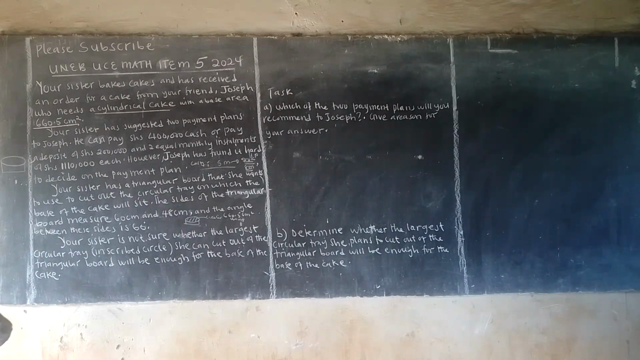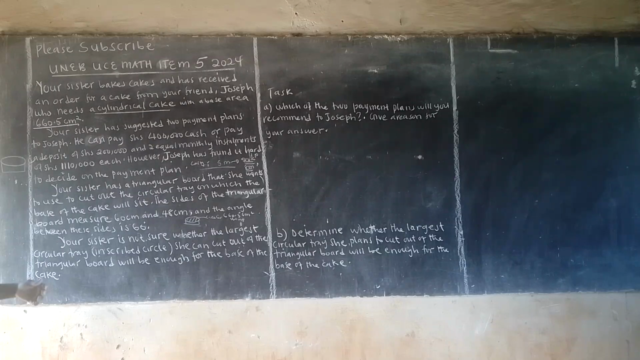Your sister has a triangular board she wants to use to cut out the circular tray on which the base of the cake will sit. The sides of the triangular board measure 60 centimeters and 48 centimeters, and the angle between them is 60 degrees.